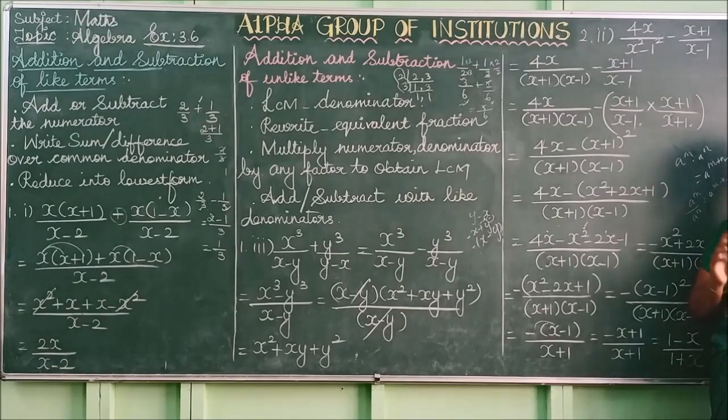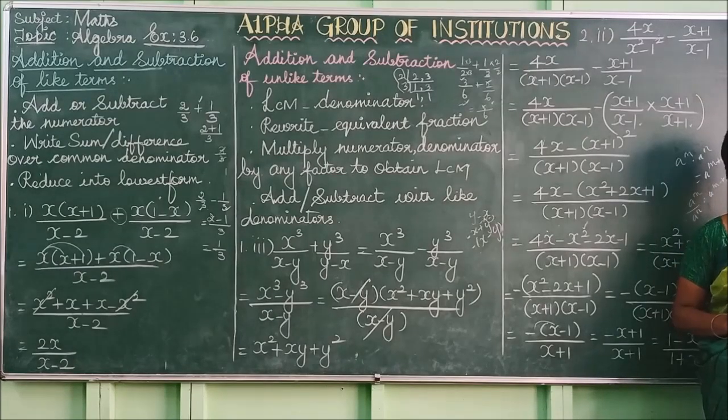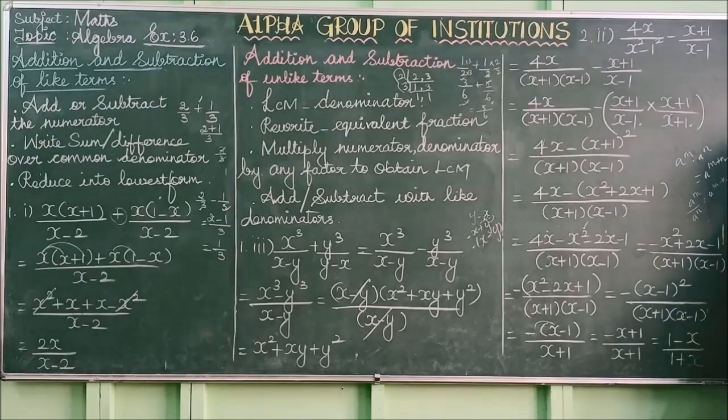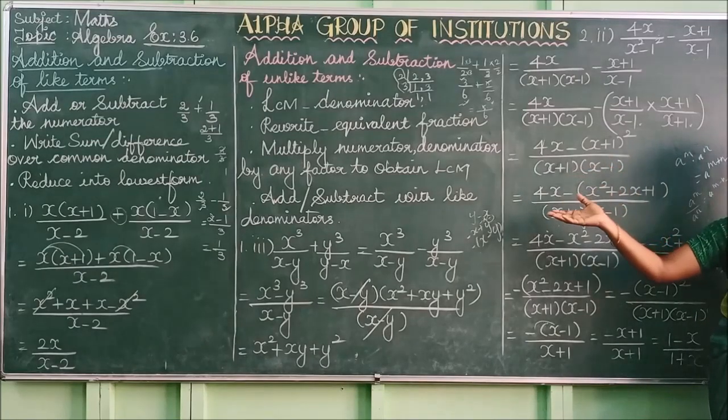So listen, keep only two things in mind. How to check whether the denominators are like terms or unlike terms. Like terms means you can add or subtract the numerators easily. If not, you can take the LCM and follow these steps.